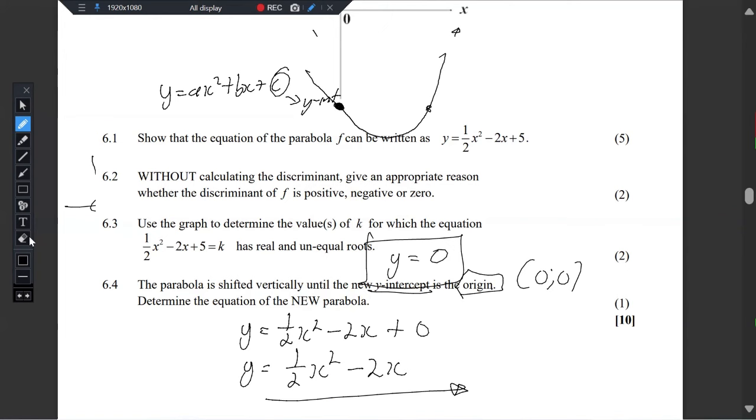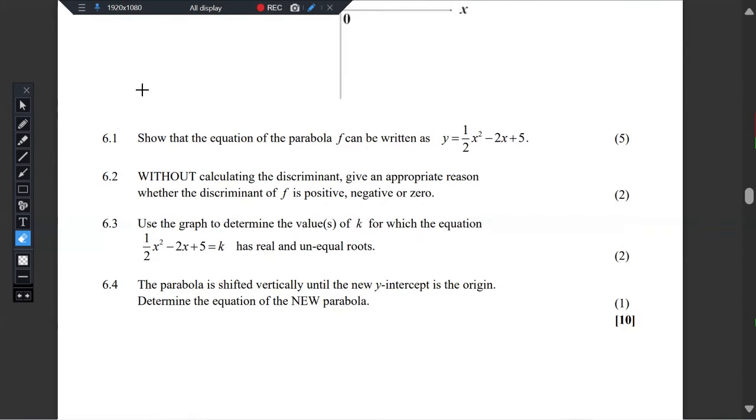Right? So now we have the 10 marks. So this parabola question was more of a conceptual question. So not much calculation was in this question paper. It was just you knowing the properties of a parabola graph, right? So be careful of something like that.